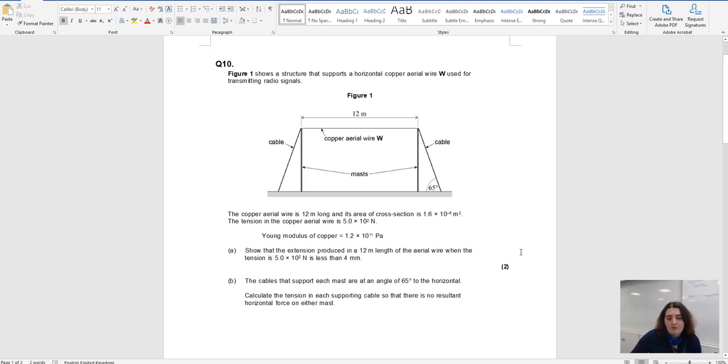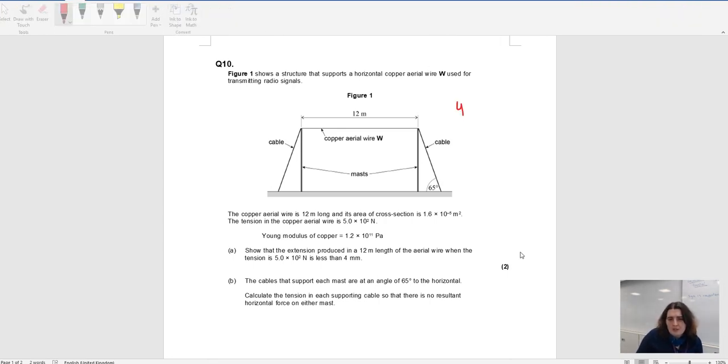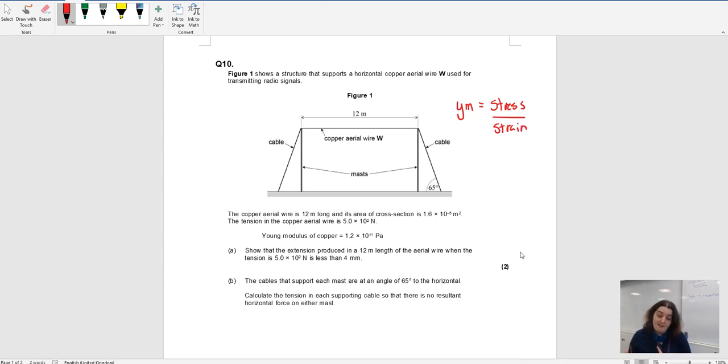So they're giving you lots of information here. We're going to be using predominantly a lot of things with Young's modulus. So of course, Young's modulus is stress over strain. And the extension, of course, is to do with strain. So if I can find the strain, I can find out the extension. So stress is force over the area. So the tension is a force.